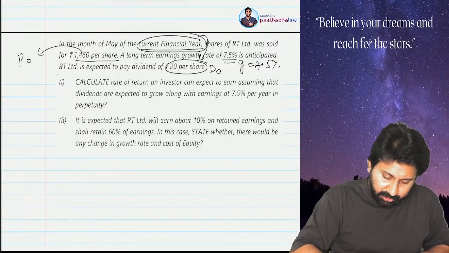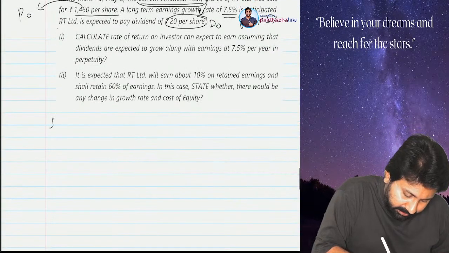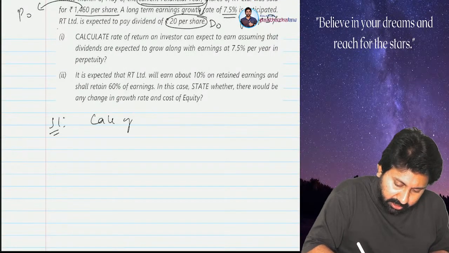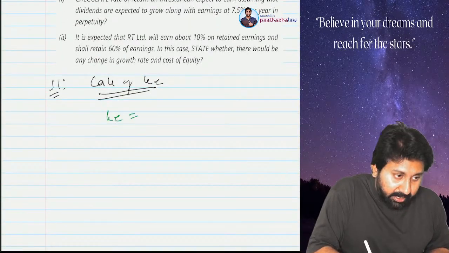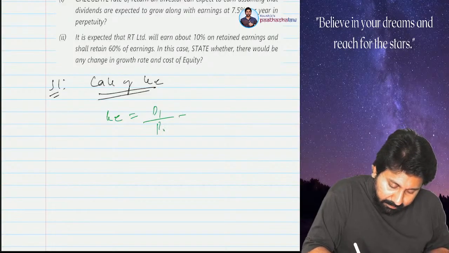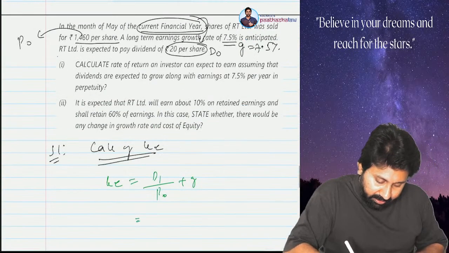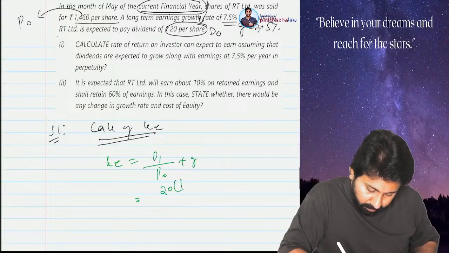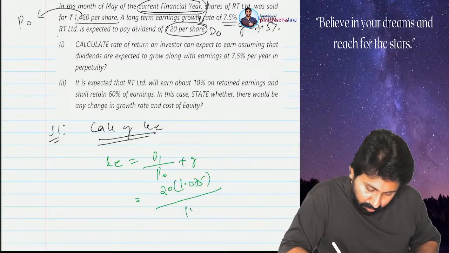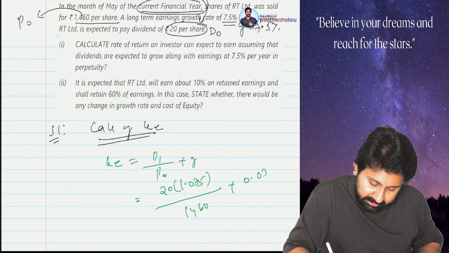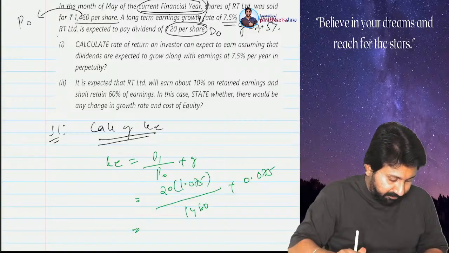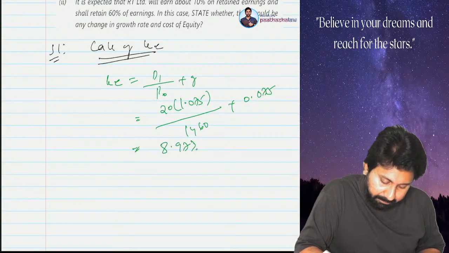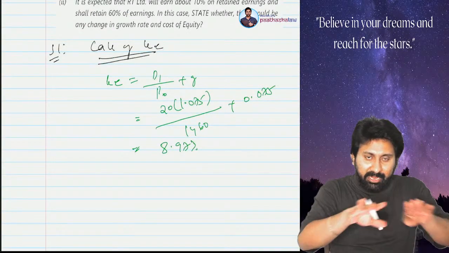Step 1, calculation of KE. Do one last time, practice. KE equal to D1 by P naught plus G. D1 is 20 into 1.075, whole divided by 1460, plus 0.075. That gives 8.97%. Up to here, clarity.